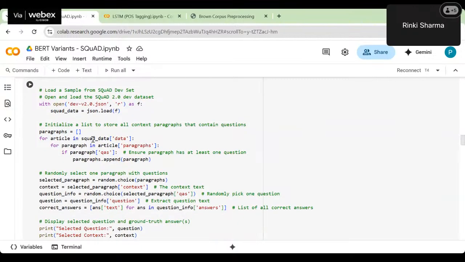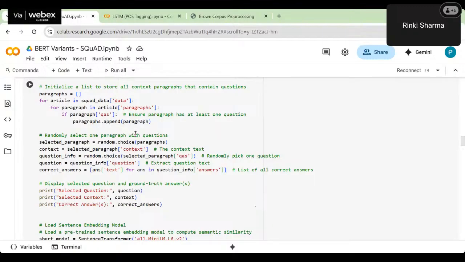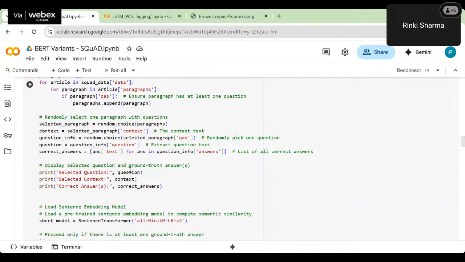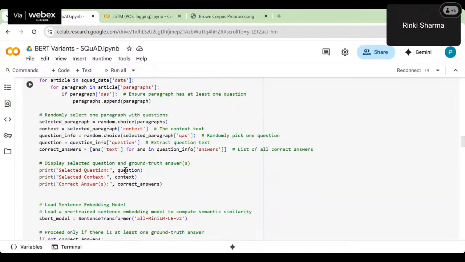The list has the paragraph. In the paragraph, we find the data, the paragraph, then the question and the corresponding answer. So we randomly choose one paragraph, that is one context, and one question based on the selected context. This is how we choose a context and the question. The question is chosen randomly from the already chosen context and the corresponding answer. So we print the selected context, the question, and the correct answer corresponding to the question.